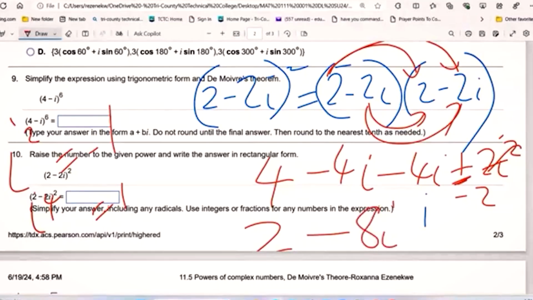So I have written this number in standard form by foiling. But guess what? You will not be able to foil all the time.